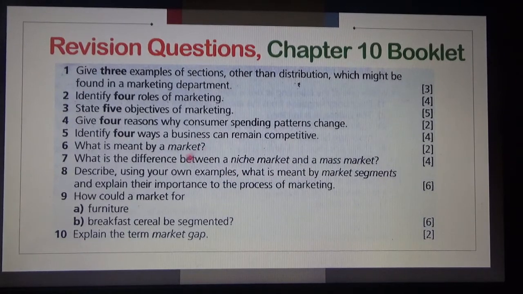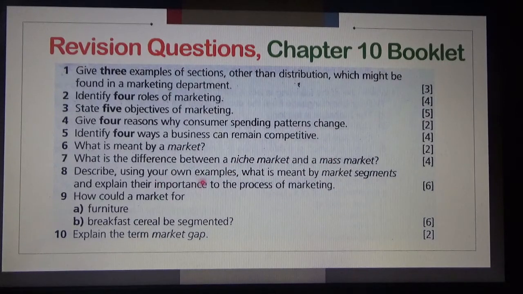Number 7 is the difference between niche market and mass market. But you have 4 marks here. You have to define it, and for each one of them, one definition is like 1-2 marks already. But you need to earn 4 marks. So how will you earn it? You have to give an example for each at least, or explain further.